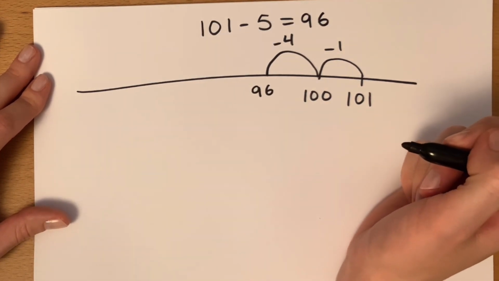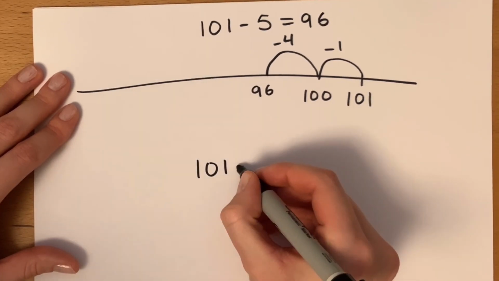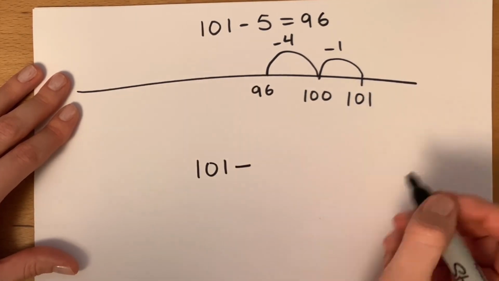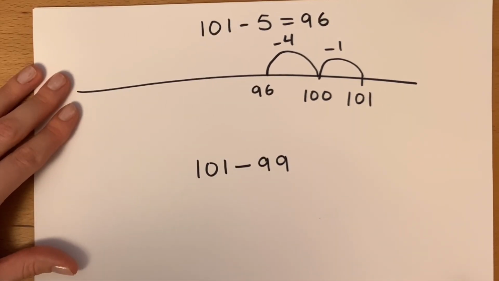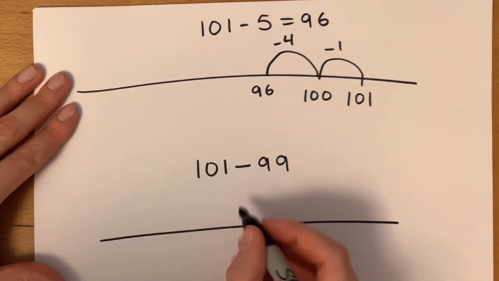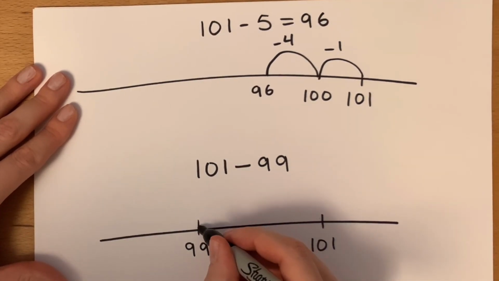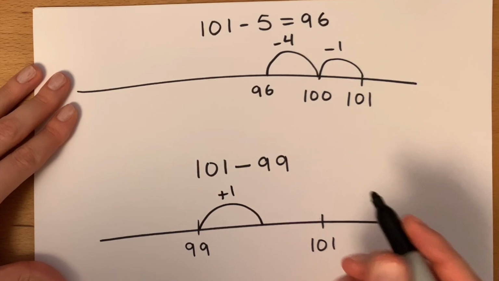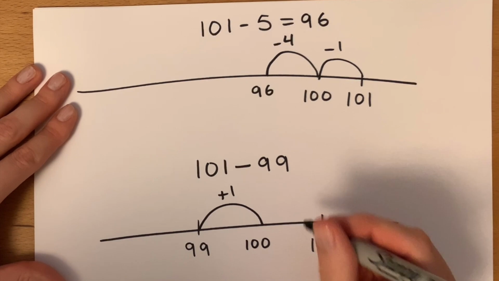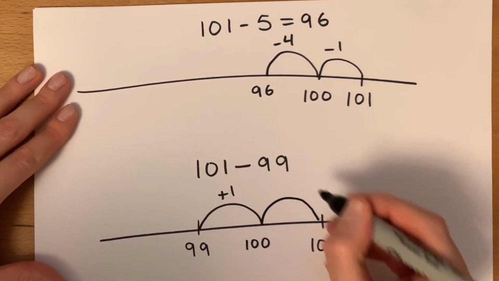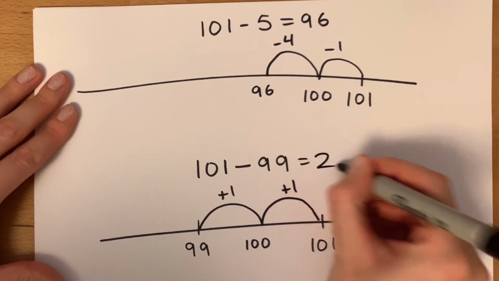Now you might not be surprised to know that I'm going to ask you to subtract something else from 101. This time I'm going to ask you to subtract 99 from 101. The way I'm going to do that is just count between those two numbers. I think they're pretty close. If I look, I'm just going to add 1 to get to 100. That's a nice benchmark number. It has 0 ones. And then to get to 101, I just need to add 1 more. So 101 minus 99 equals 2.